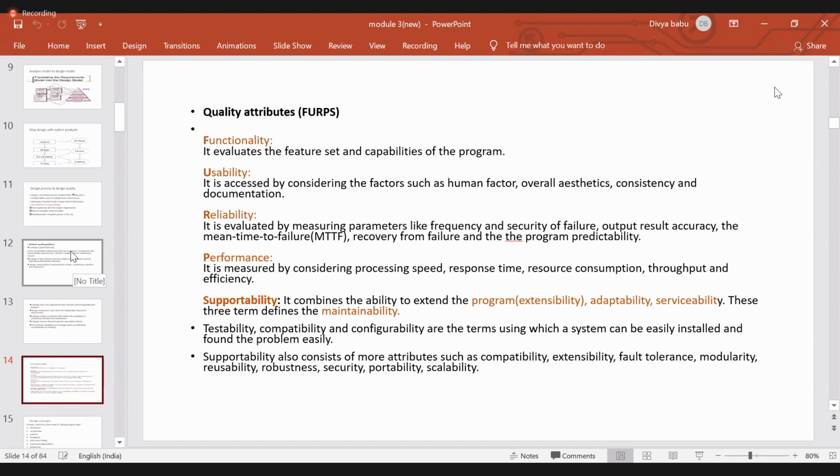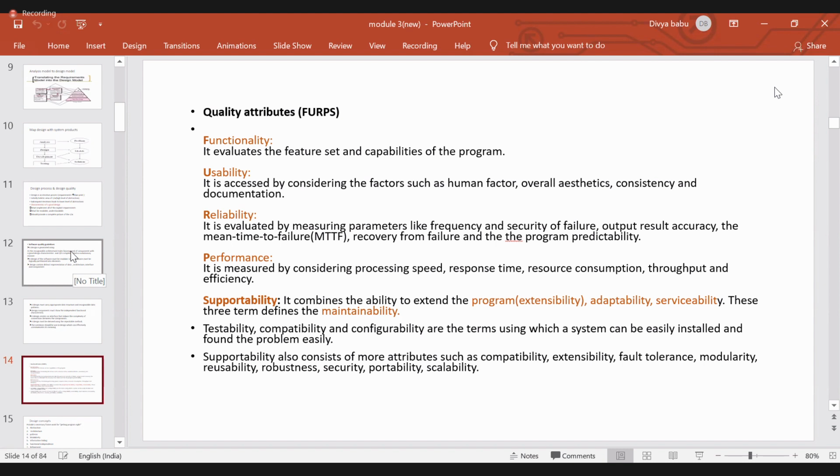Then coming to quality attributes, it's one of the important topics. FURPS is the short form for functionality, usability, reliability, performance, supportability. These are the quality attributes of a good design. Functionality means it should evaluate the exact feature set that you are planning to implement. The feature set should be evaluated first.